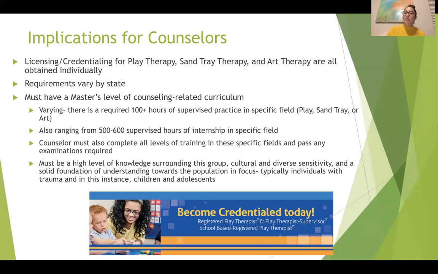When doing these creative interventions, a lot of times you will be working with children and younger individuals, because adults, as you can imagine, would not be as open to doing these things in counseling, as they are able to communicate more effectively than children are. And so there is a huge push for counselors pursuing these specializations and credentials to really dig in and do a lot of research on the population they intend to work with.